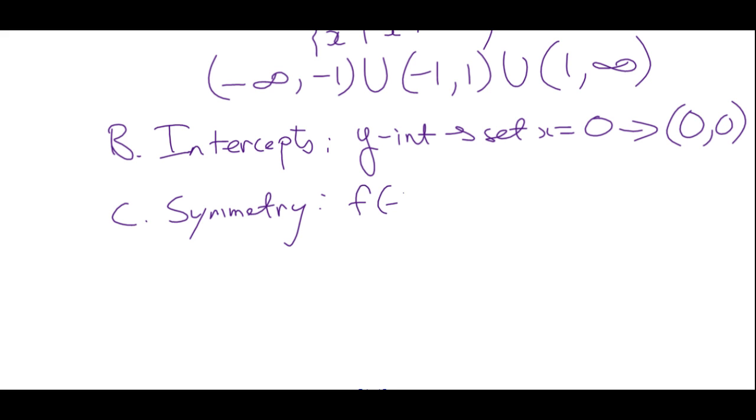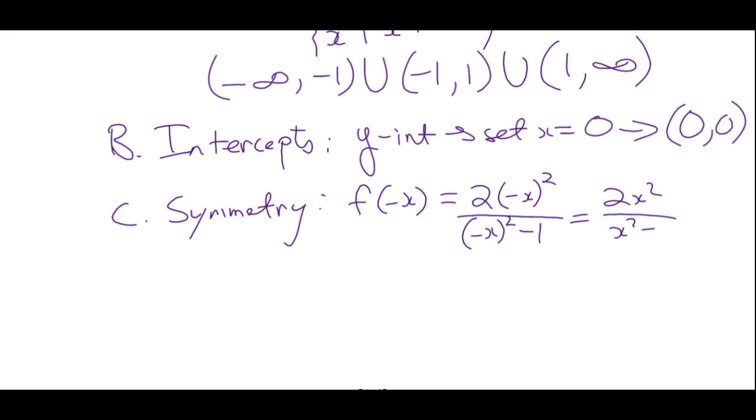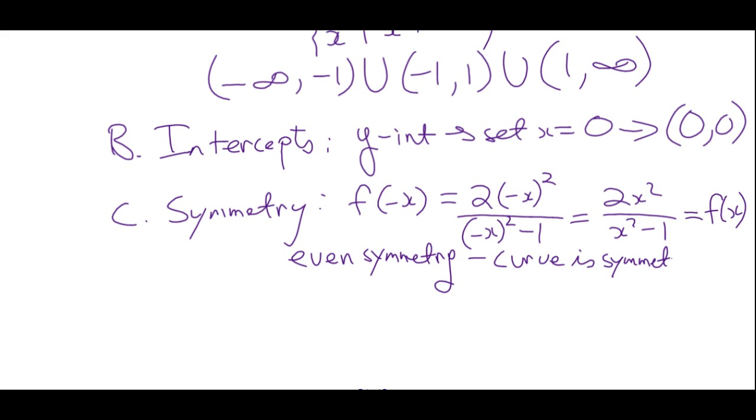Okay, so what do we do for symmetry? We figure out f of negative x, right? We just substitute in. Everywhere we see an x, we put a negative x. And we get 2x squared over x squared minus 1, which is the original function, right? Which is equal to f of x. And so we have even symmetry. And the curve is symmetric about the y-axis.